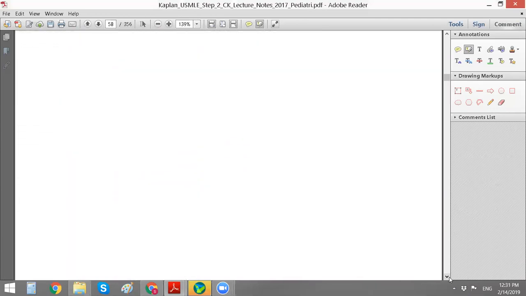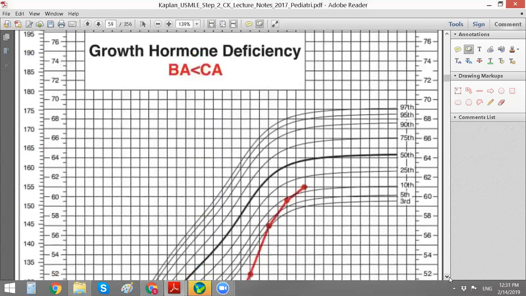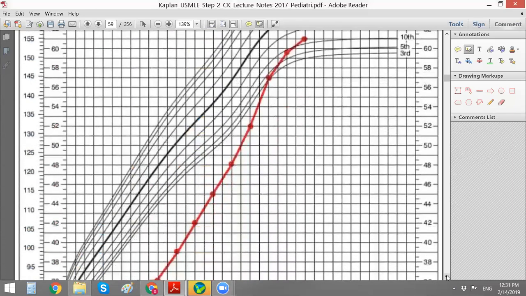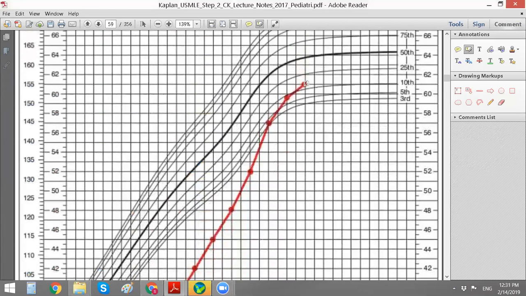And for this one, there should be another one. Bone age is less than chronological age in growth hormone deficiency. This person is very low on the line, and then he just does a small catch up, I think when they supplement him with growth hormone or something. But it's still between 25th and 10th, near the 10th percentile.